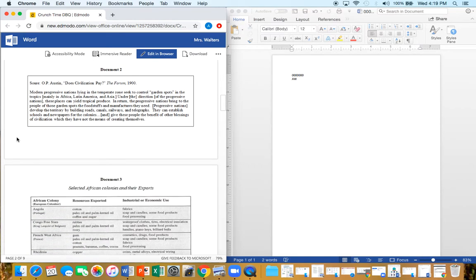Okay, document 2. Does civilization pay? Modern progressive nations lying in the temperate zone seek to control garden spots in the tropics. Under the direction of the progressive nations, these places can yield tropical produce. In return, the nations bring to the people of those garden spots the foodstuffs and manufactures they need.